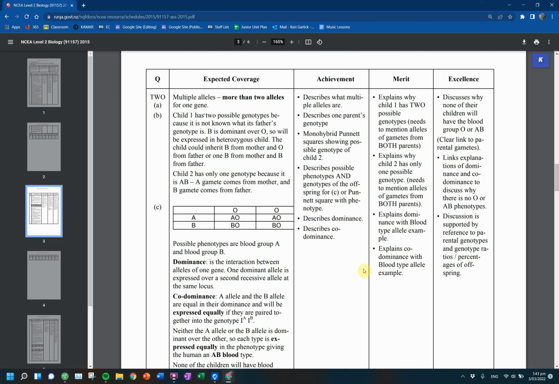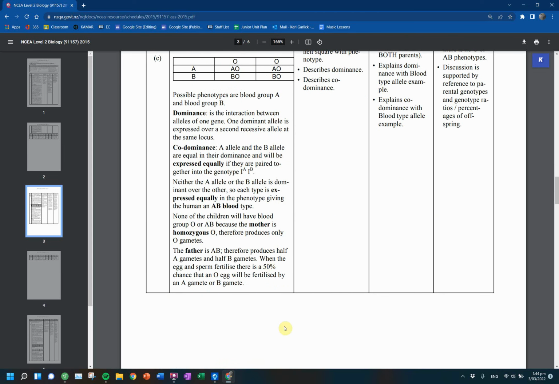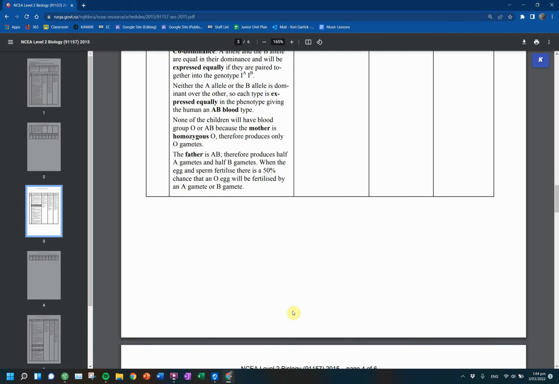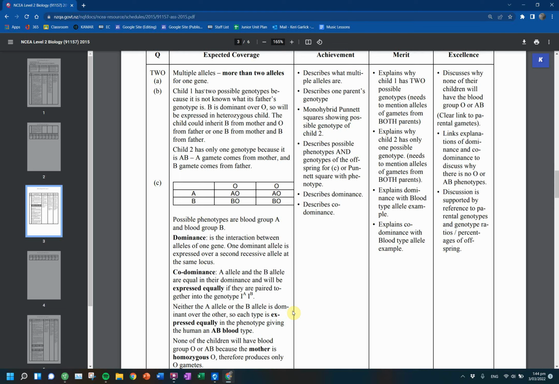Cool. Links explanations to dominant and codominance and explains why there's no O or AB. So that's just taking it to another layer. In this layer here, you're tying it back to the parents. In this layer here, you're actually referring to the genotype and what that's going to refer to in the expression. And then the last bullet point here is discussion is supported by relevance to paternal genotypes and genotype ratios and percentages of offspring. So that's just going through and actually mentioning 50% and things like that, and understanding gametes, sperm and egg, and things like that. So yeah, that's what we're looking at for this question here.